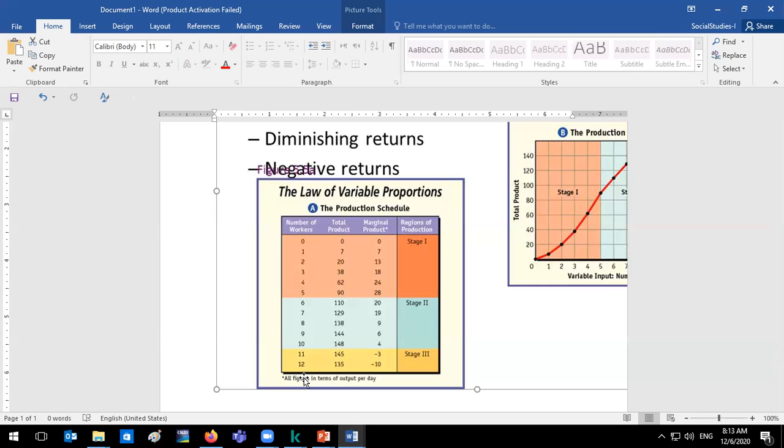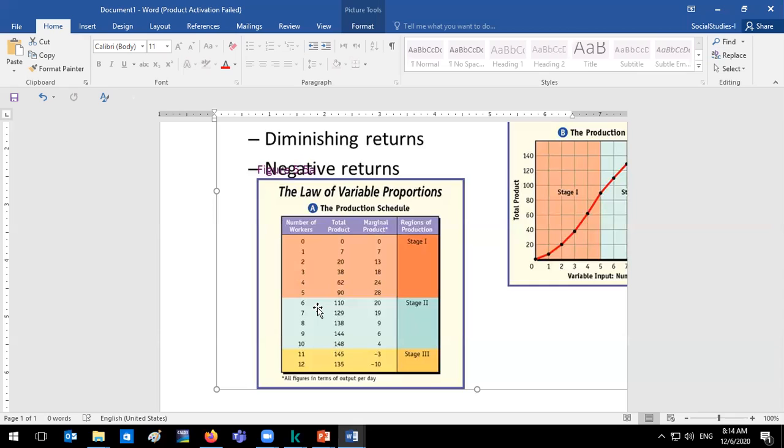Your optimal number is to hire from 6 to 10, with 6 being the minimum and 10 being your maximum. The best number of employees is found in stage number 2. The number of workers a firm hires will only be found in stage 2, from 6 to 10 employees.